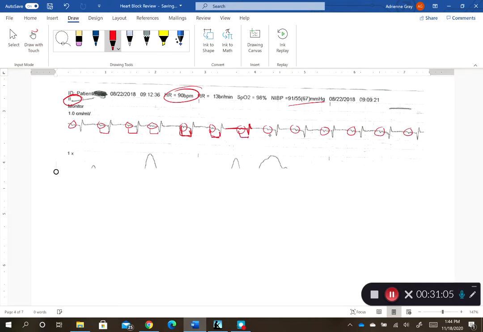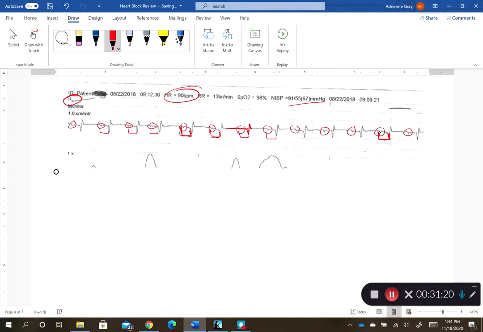It's about 6 or 7 blocks long. So my PR interval is elongated, and that falls in line with a first degree heart block. Here's another good one where we can see at the end here how long that PR interval is. But my PR interval always looks pretty consistent.